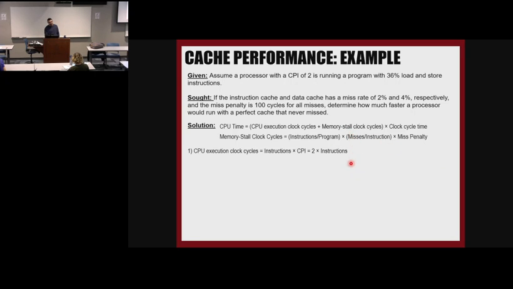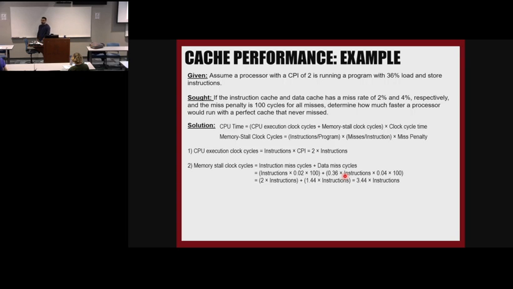If the miss rate is 0, then we can ignore this memory stall clock cycles, and we can have instructions multiplied by CPI is going to give me the number of clock cycles that I have in CPU for executing that program, right? So it's going to be 2 multiplied by the total number of instructions. Now, let's see what the memory stall clock cycles is, considering that cache information that we had.